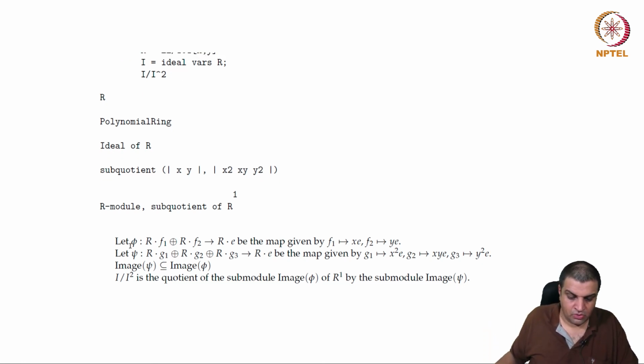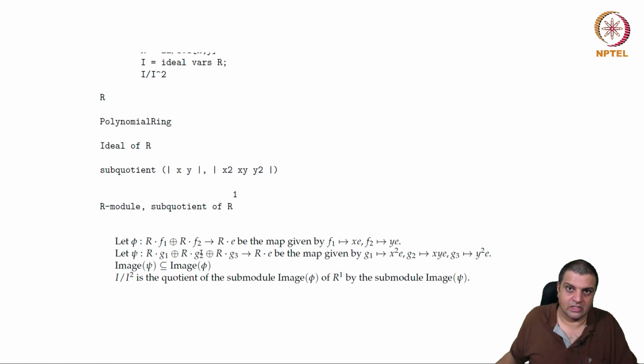Okay. So let's take a map phi from a free module of rank 2, basis F1, F2, to a free module of rank 1 with basis E, in which this matrix describes the map. In other words, F1 goes to X times E and F2 goes to Y times E. That's what the first matrix here means. Similarly, here it's a map psi from rank 3 to rank 1, so G1, G2, G3 basis and same E. So G1 goes to X squared E, G2 goes to XYE, and G3 goes to Y squared E. And notice that the image of the second map, psi, is inside the image of phi, and both of these are submodules of R1.